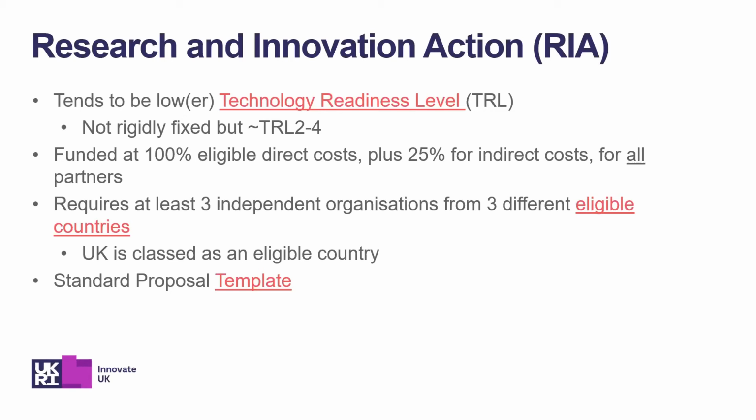So timesheets have to be kept. Also prorated from that salary cost is the employer's national insurance contribution and employer's pension contribution. And that tends to be it for personnel costs. Other costs can include things like travel and subsistence, because clearly these are usually collaborative projects where you're traveling around and you're meeting your partners. So all travel expense is fully covered at 100%.